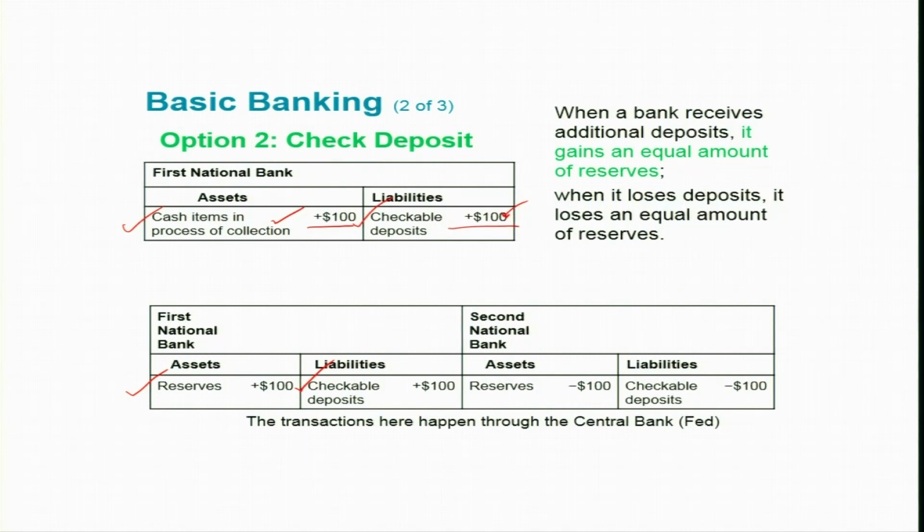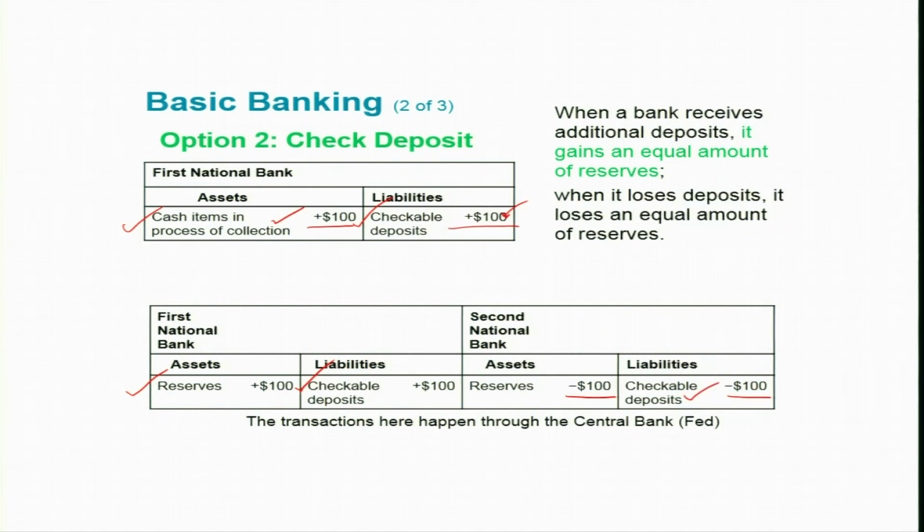What would happen to the second bank who issued this check? So you can see that in their account they are actually losing $100, because in the first table that we see, cash items in process of collection, once it is collected, this bank's reserves, the second bank who issued this check, their reserves decline by $100, and they also lose the checkable deposits of $100.